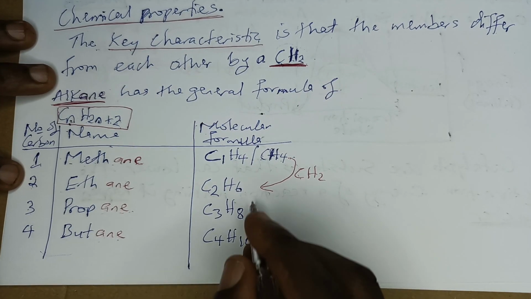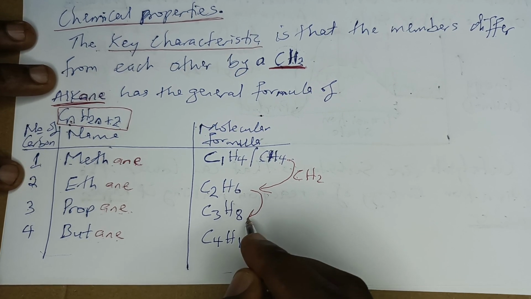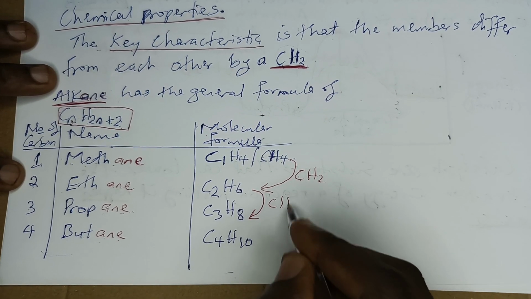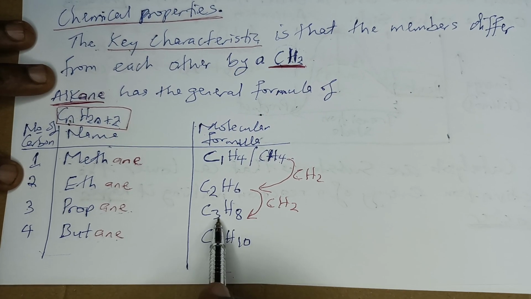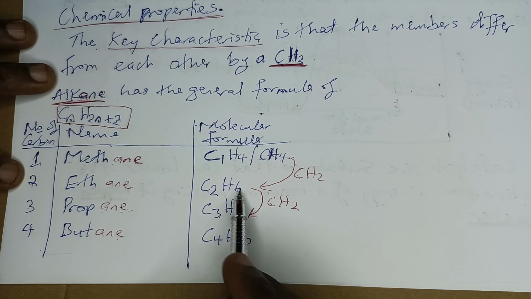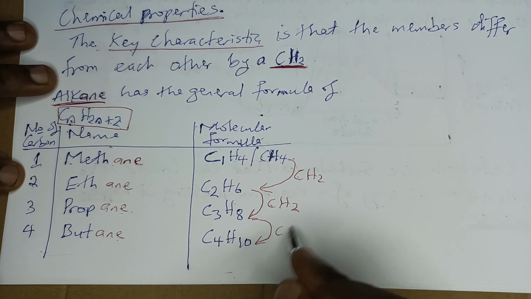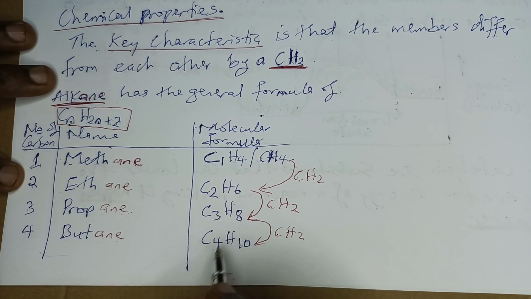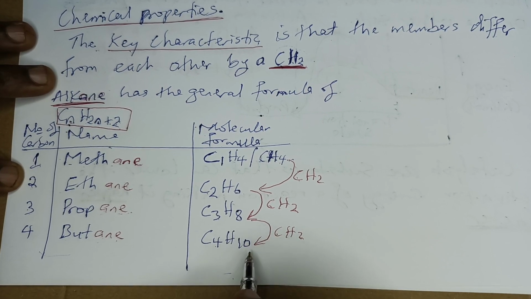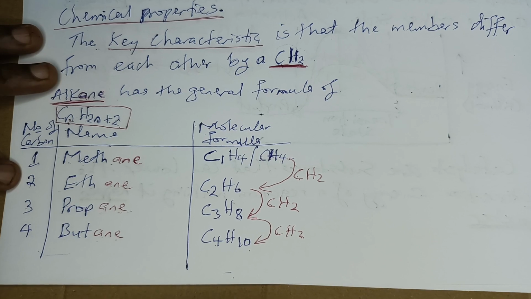Consider they are correct. Now, let's check another one. From here to the next member is also an addition of CH2. This C added to this becomes 3, and these 2 added to this 6 becomes 8. The same thing occurs here. This C added to this 3 becomes C4, and these 2 added to 8 becomes 10. It goes on and on like that until it gets to 10.